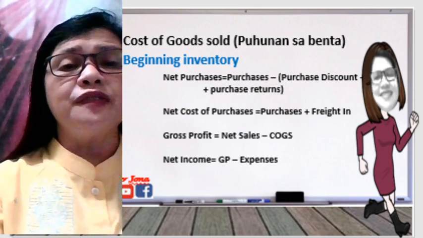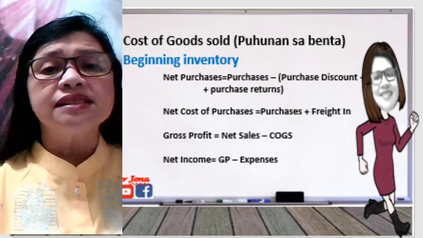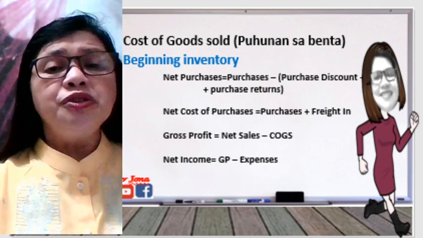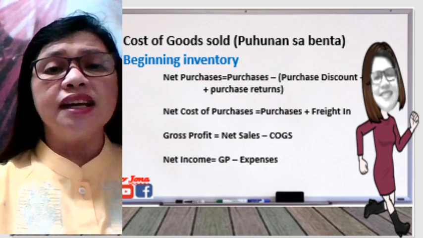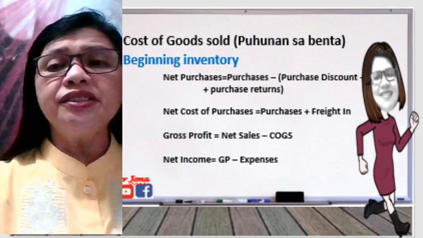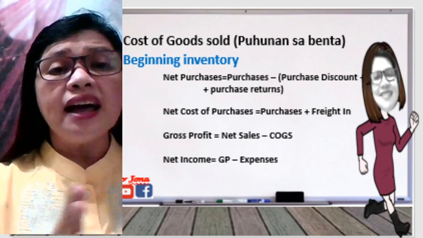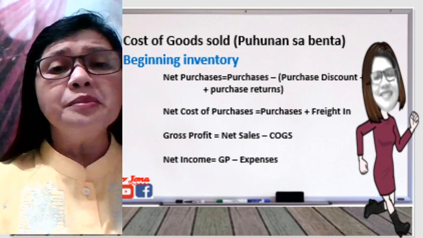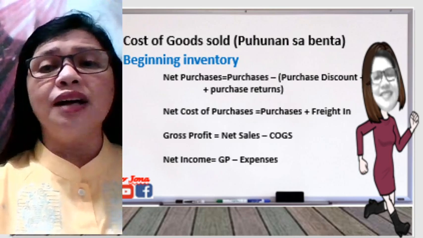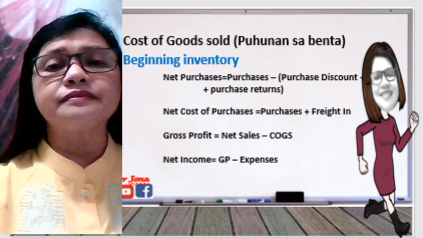Then the gross profit: we have the net sales less the cost of goods sold. And the net income: when you deduct the expenses from the gross profit, we arrive at the net income. But don't worry, later I'll be showing you the entirety of the format of an income statement, so you will be guided when we do the exercise.